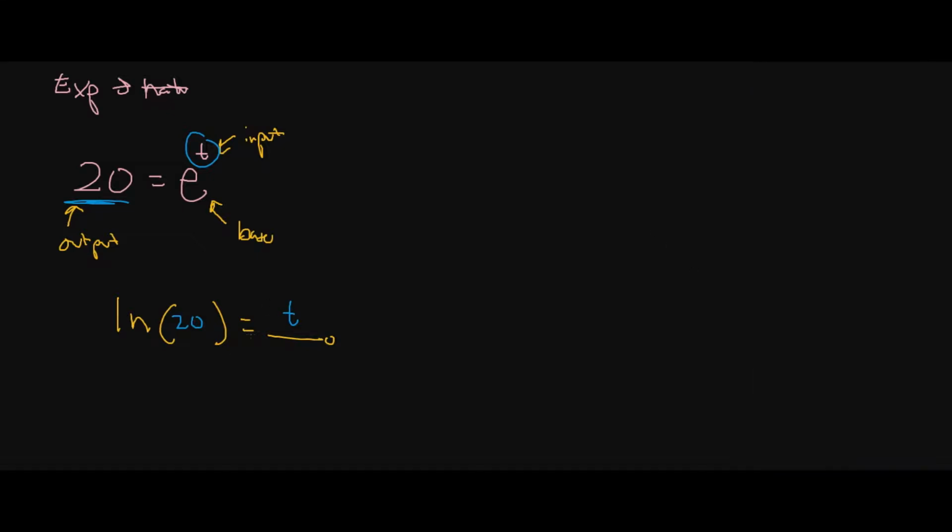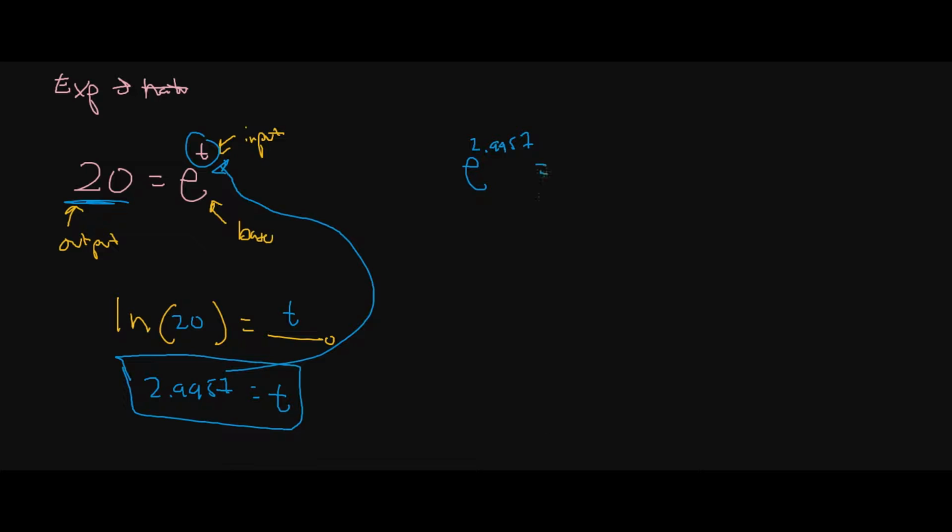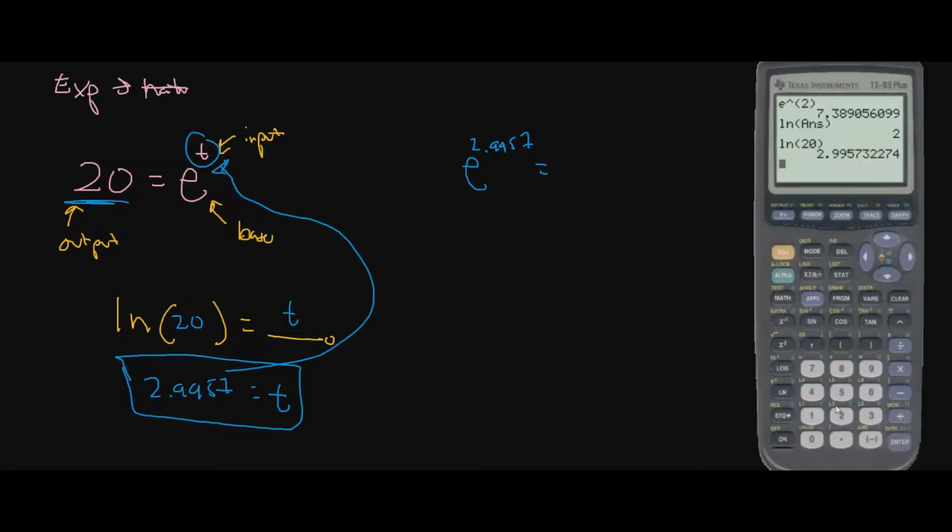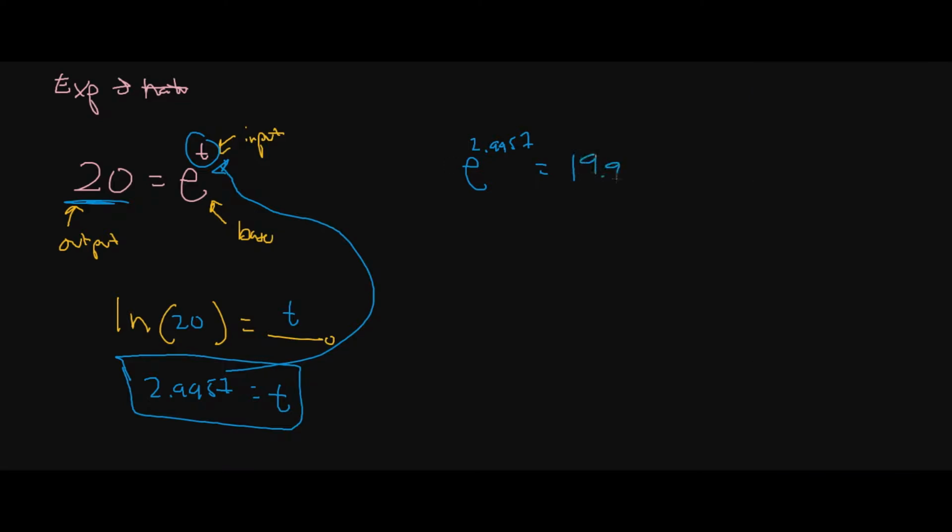We get 2.9957, so t is equal to 2.9957. If we take this and plug it back in, we will get pretty close to 20. Let's do that real quick: second, e to the 2.9957. We're going to get approximately 20. Look, 19.9999. Pretty cool, huh?